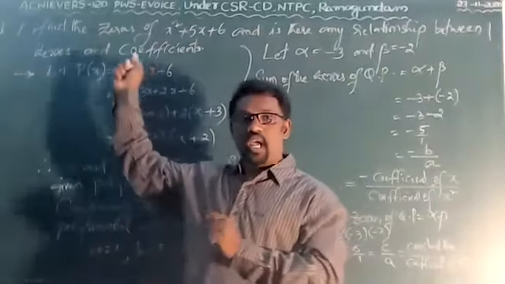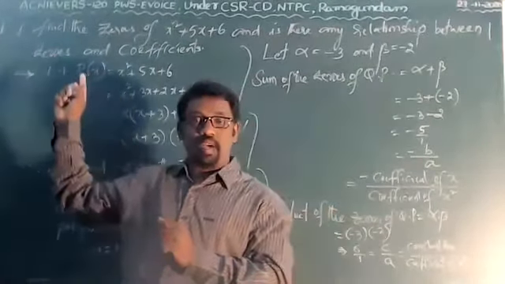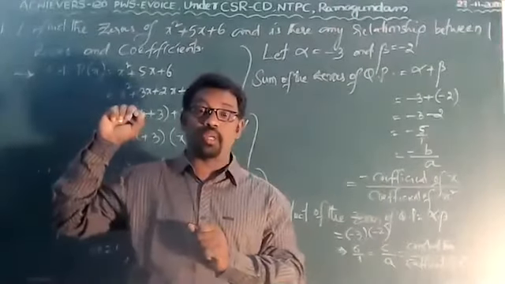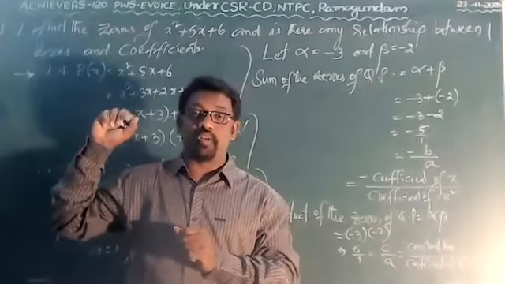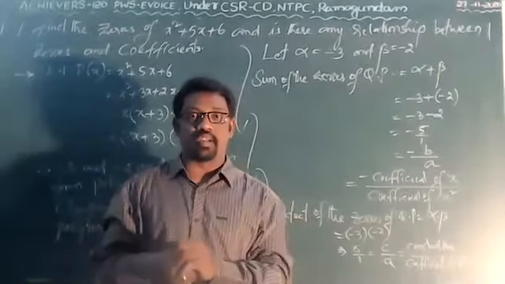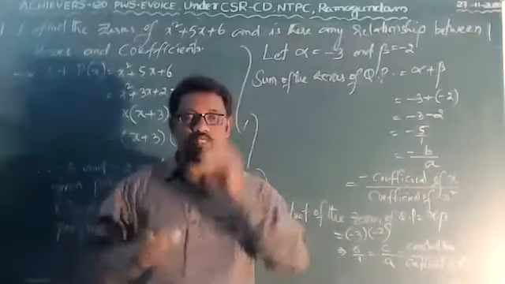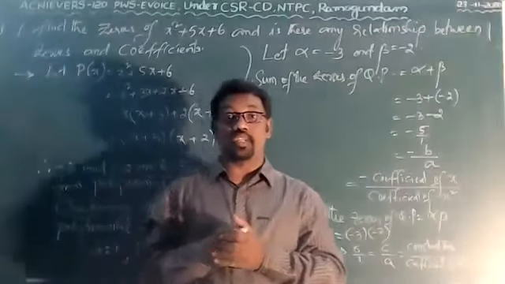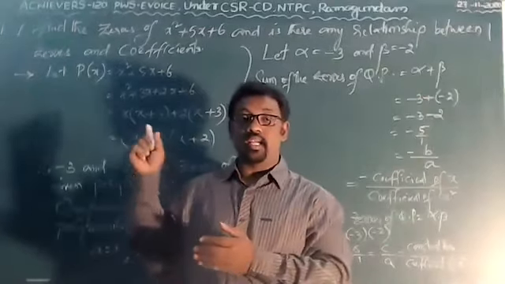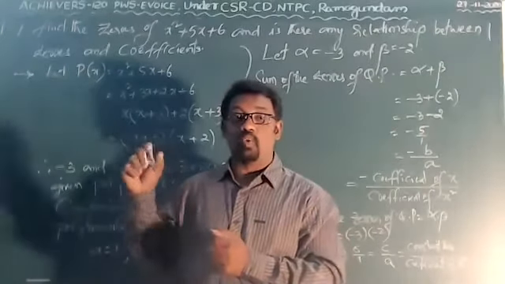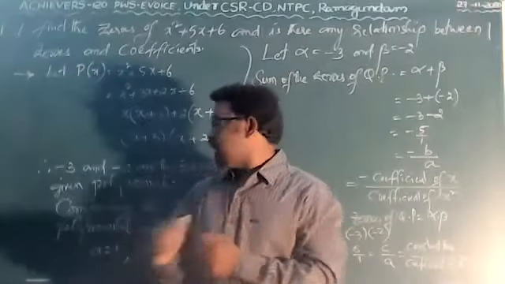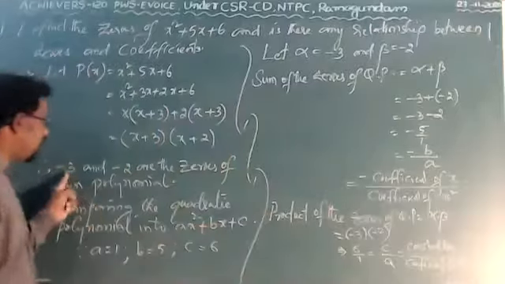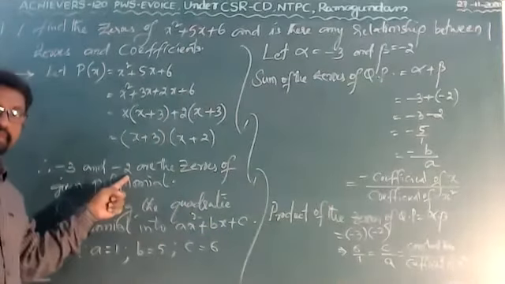First we have to find the factorization of the quadratic polynomial x square plus 5x plus 6. First find out the factorization. I already said how to do the factorization here. Children, you got it. What are the zeros? Minus 3 and minus 2.